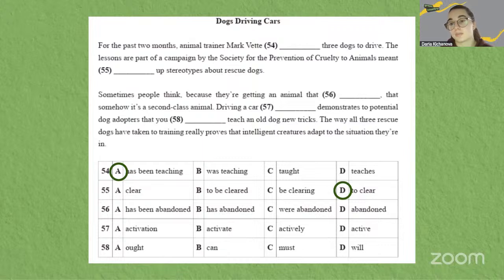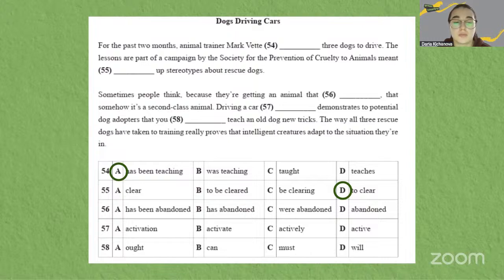So we don't need to be cleared. So the lessons shouldn't be cleared. So somebody doesn't do that for these lessons. So these lessons should kind of help, yeah, to break up stereotypes about rescue dogs.